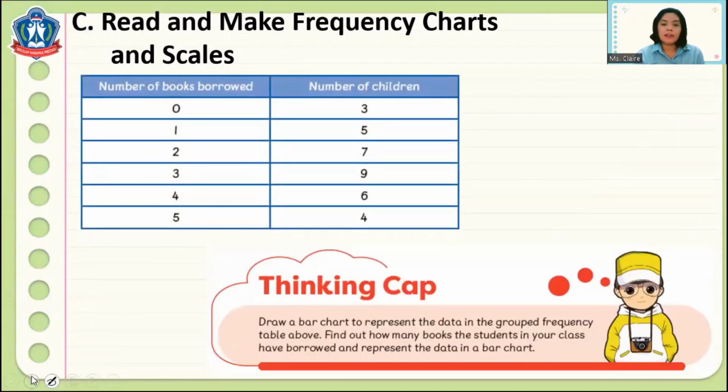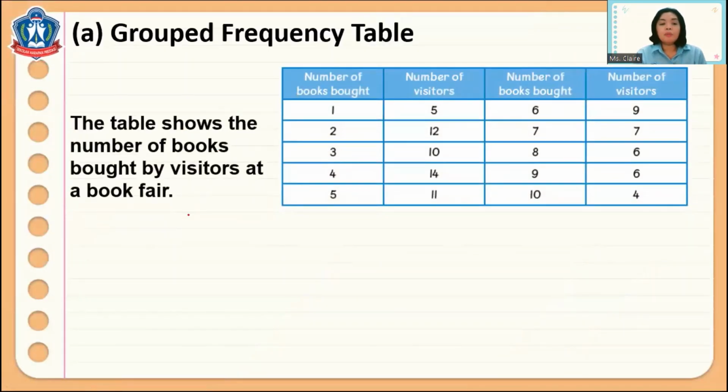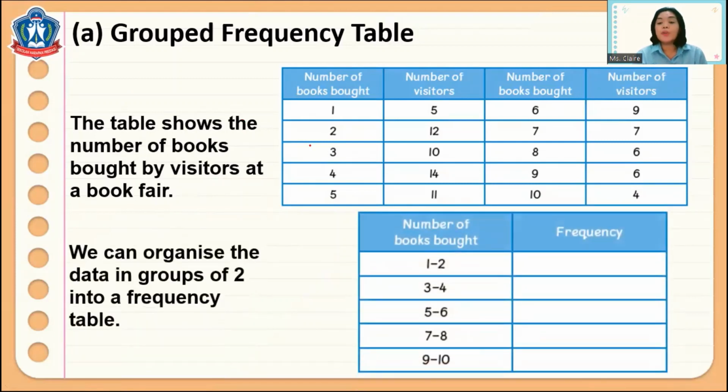I will give you an example. This table shows the number of books bought by visitors at a book fair. The number of books bought: we have 1, 2, 3, 4, 5, and the number of visitors. When we say we are going to group them, we are going to group them by 2. It means we will add the number of books 1 and 2. We add the 5 and 12, and that is 17, right?